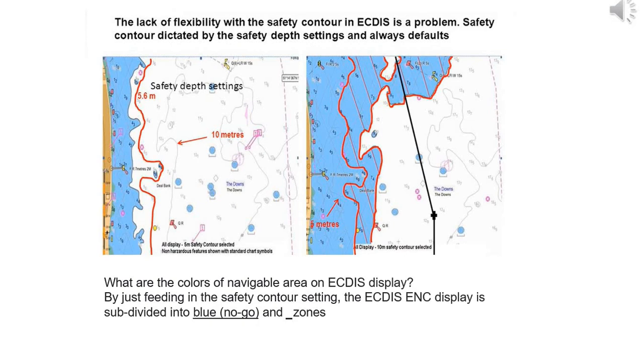What are the colors of navigable area on ECDIS display? By just feeding in the safety contour setting, the ECDIS ENC display is subdivided into blue, no-go, and safe zones.